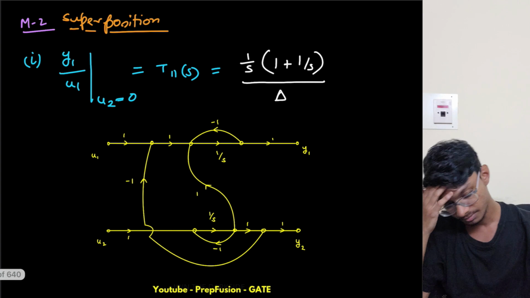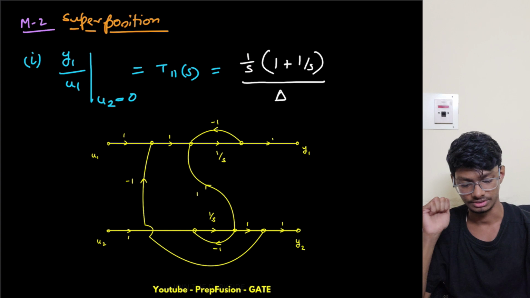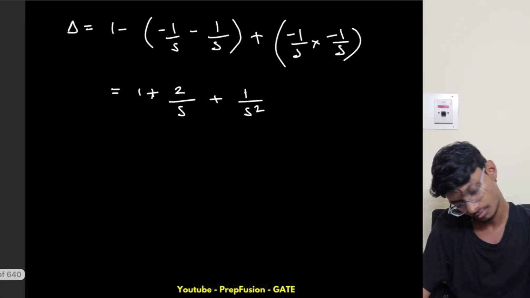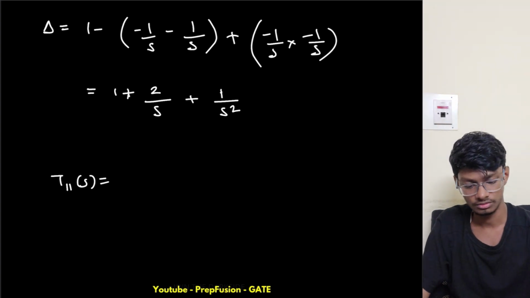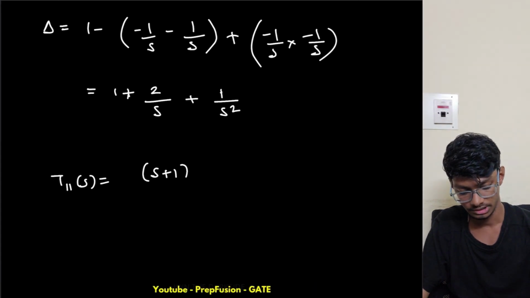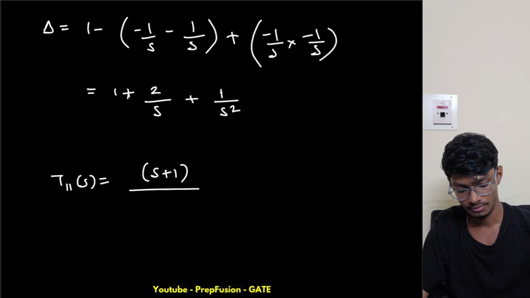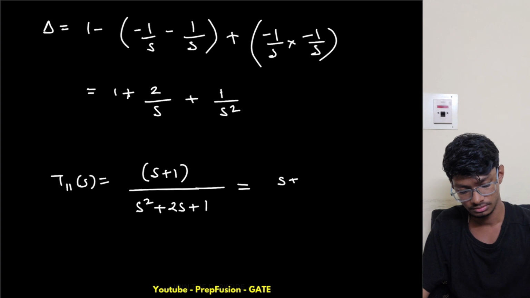So what I will do, I will multiply s square both on numerator and denominator. Okay, I will see a pole zero cancellation basically. So let's see. My t11 of s, if I multiply s square both on numerator and denominator, what do I get? So this will become s plus 1 and this will become s square plus 2s plus 1. So this will be s plus 1 into s plus 1 whole square basically.